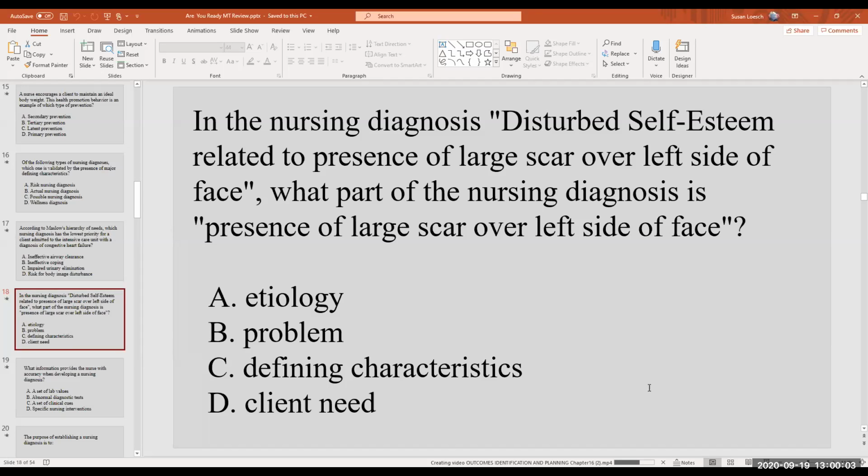A is the answer because our problem is disturbed self-esteem, and the cause of that problem is this large scar. If I didn't have a large scar, I wouldn't have an esteem problem, right? Exactly.